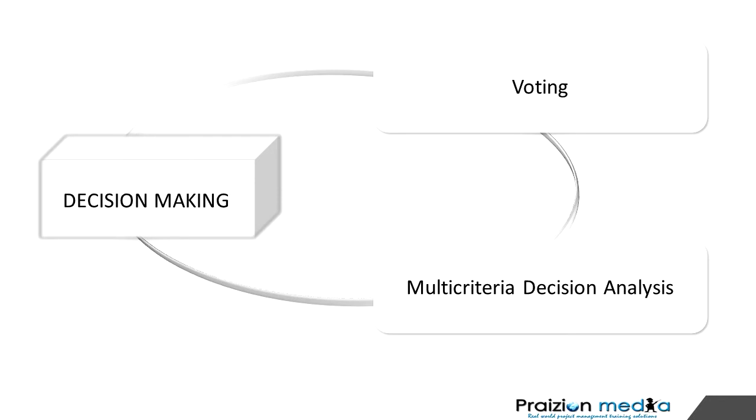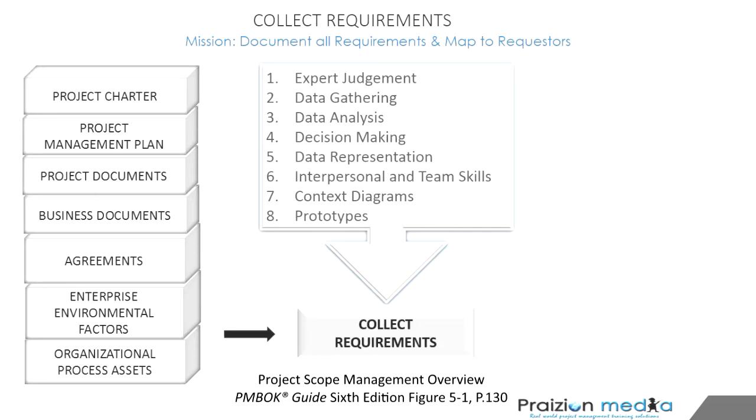We could also use something called multi-criteria decision analysis. Now, as you vote, of course, there must be a rule for, is it majority wins the vote, or are we using some other type of method to glean what requirements are going to be in the system or on the project? The next tool and technique here is data representation. Data representation has two things under this.